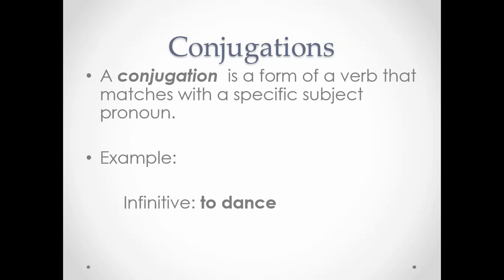So say we have the infinitive to dance. An example conjugation in English would be the word dances, which matches with the subject pronoun he. So the verb form has changed very little. We've added an S to the end, and that is a conjugated verb in English.